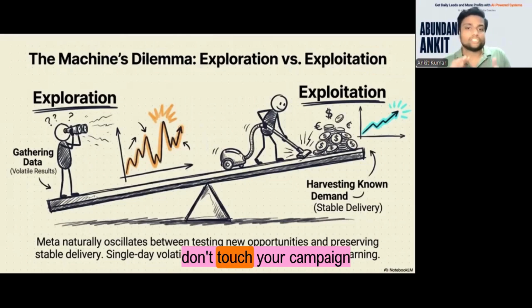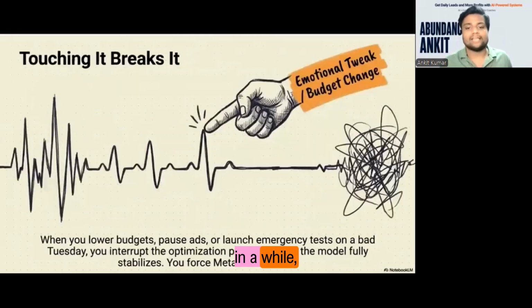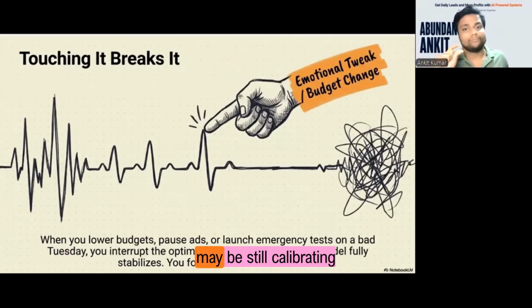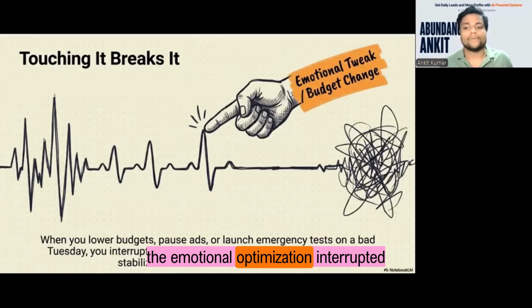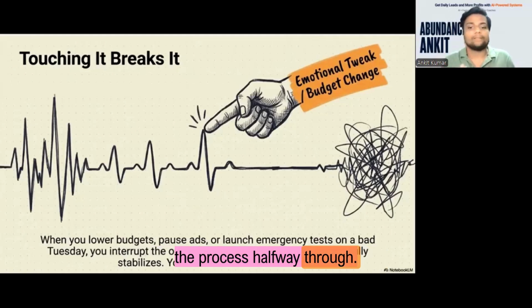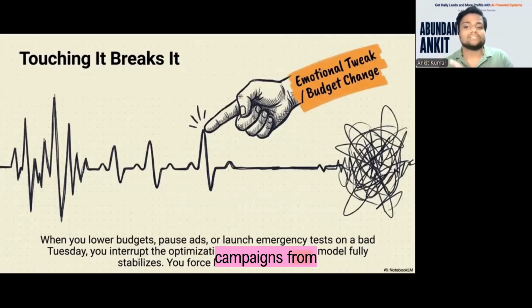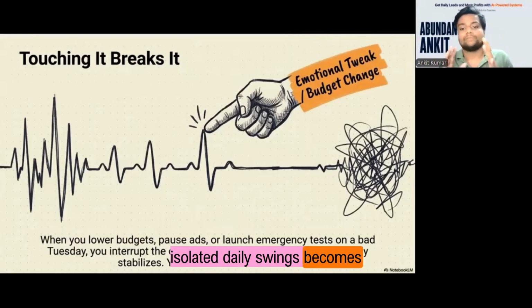So don't touch your campaign every once in a while. Just make sure you are not stopping it, because the system may still be calibrating. Emotional optimization interrupts the process halfway through. That's why judging campaigns from isolated daily swings becomes dangerous.